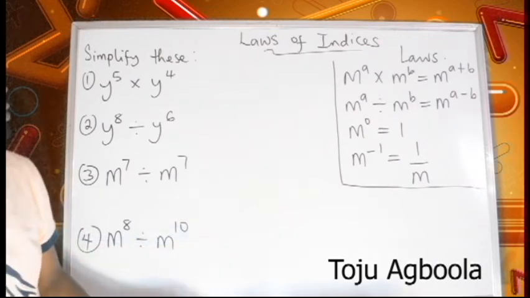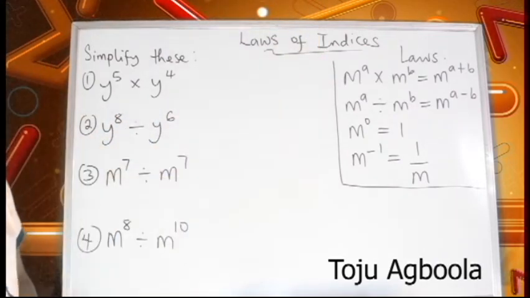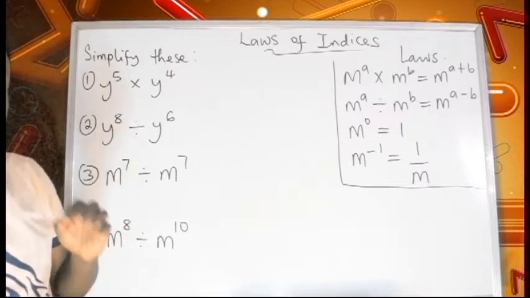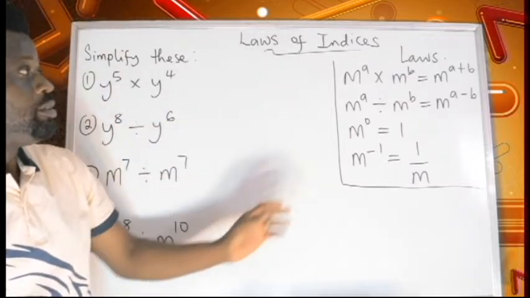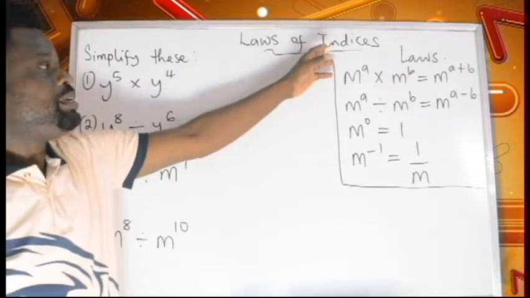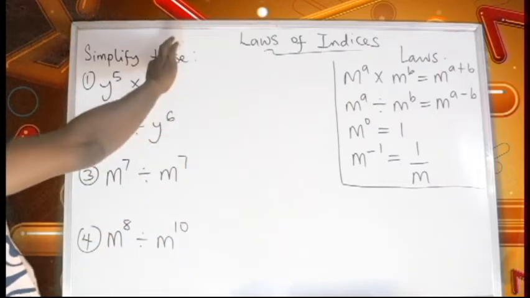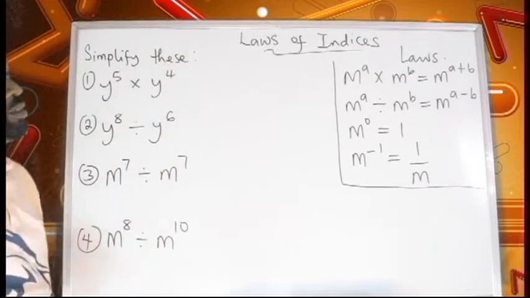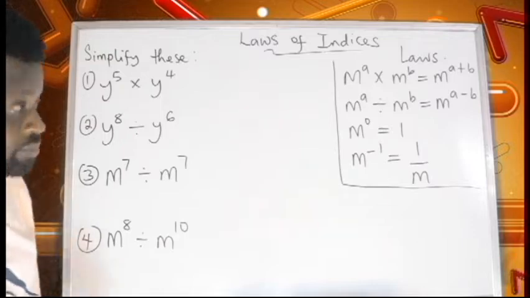Today's lesson, we are looking at the laws of indices. Now, it is called a law because we have to follow it, and these are the laws. Indices simply means power. An example of an index is y raised to power 4. The 4 is called an index or power.